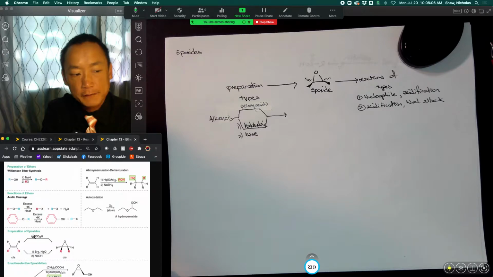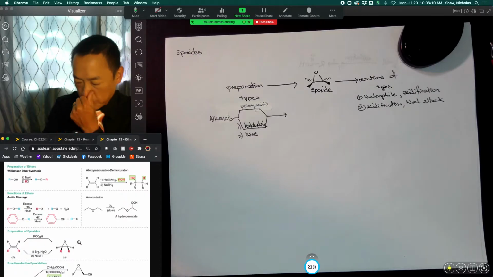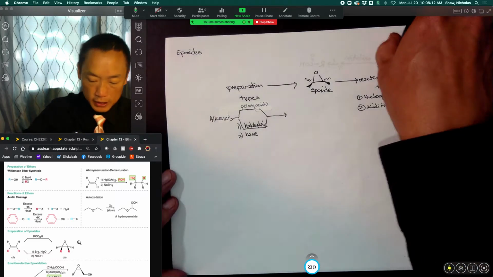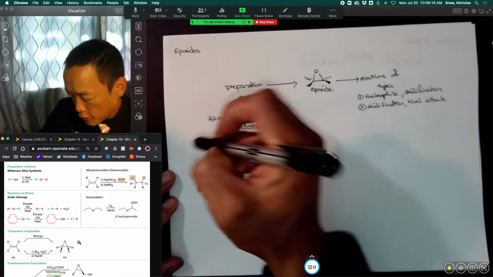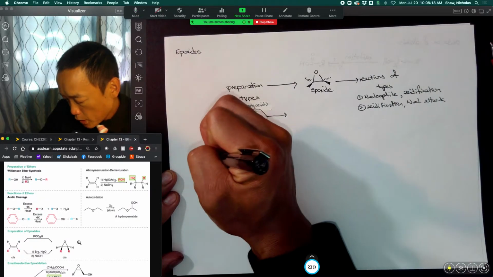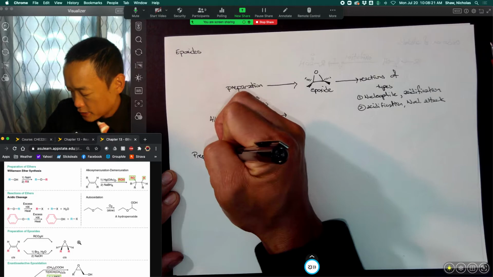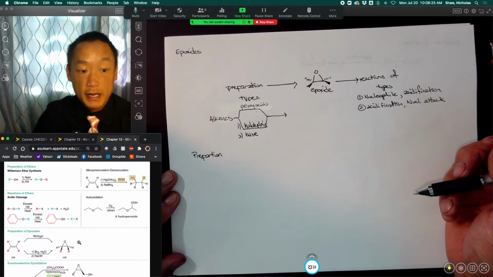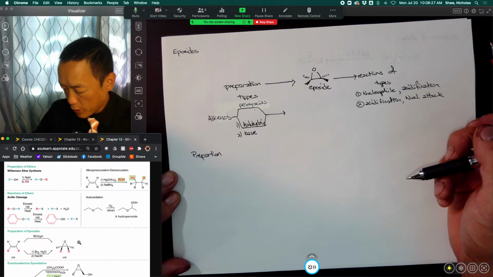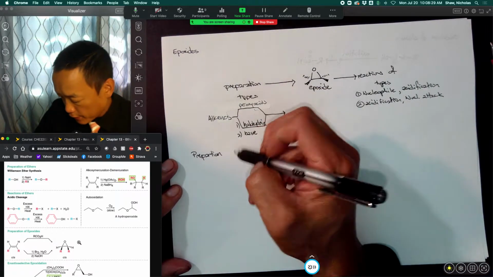And then I'll just briefly talk about how peroxy acids could be used. But when we start here, let's take a look at the preparation and then go a little bit further into some of the other important aspects, which are the regiochemistry and the stereochemistry of these reactions. So when we look at preparation, we will be starting with an alkene.